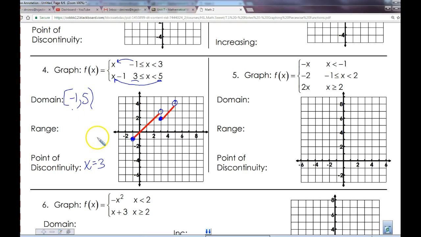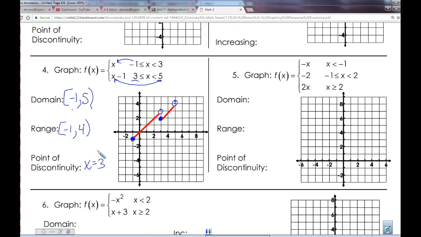Let's look at the range. My lowest y value is down here at negative 1. Closed circle, negative 1, and it goes up to 4. It goes up to 4 with an open circle. So the range is from negative 1 to positive 4.